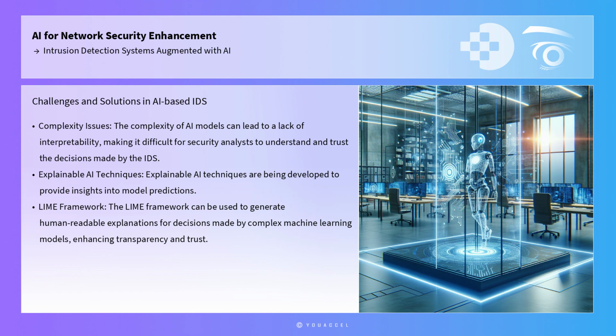Moreover, the complexity of AI models can sometimes lead to a lack of interpretability, making it difficult for security analysts to understand and trust the decisions made by the IDS. To address this, explainable AI techniques are being developed to provide insights into model predictions. For instance, the LIME framework can be used to generate human-readable explanations for the decisions made by complex machine learning models, enhancing transparency and trust.